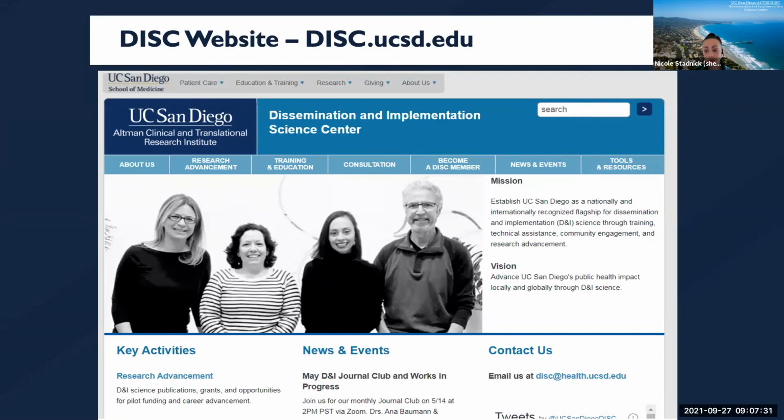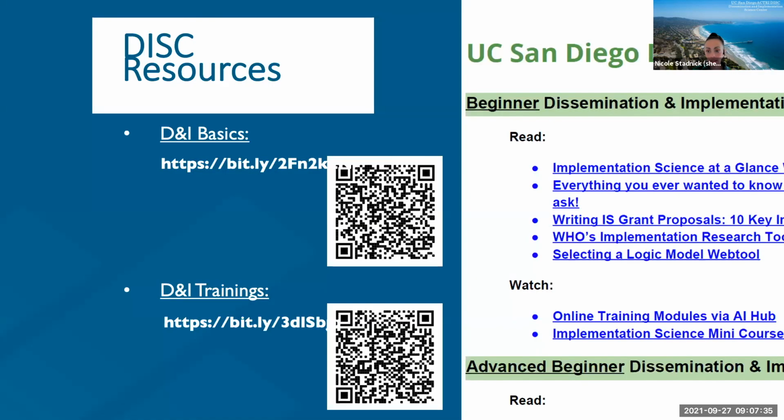Our own DISC website also includes a number of resources. And if I go to this next slide, you'll see we have a couple of one-page DISC documents. One is a D&I basics document. One is a document about trainings that are available that may be of interest to you. We provide QR codes to each of these, but you're also welcome to take a self-guided tour of the website.